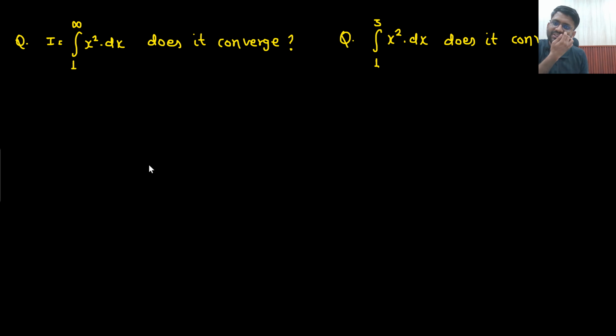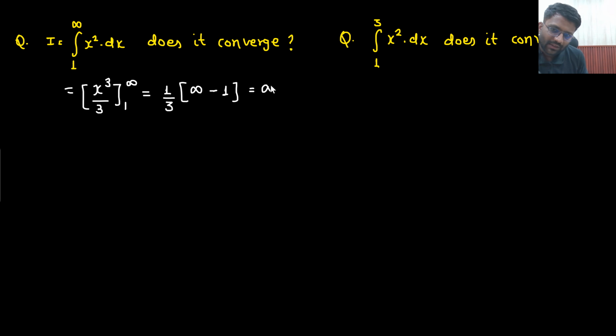Let's just say this question is coming in your examination hall: integral from 1 to infinity of x square dx. Does it converge or not? Just by looking at the limit 1 to infinity, will you start applying the p series? It is not necessary. You can simply solve it. What is the integration? x to the power 3 by 3, limit going from 1 to infinity. If you put the limit, 1 by 3 is outside, infinity to the power 3 will be infinity only, minus 1. What is the answer? Infinity. That means it is diverging. Directly you can solve in this manner, right?